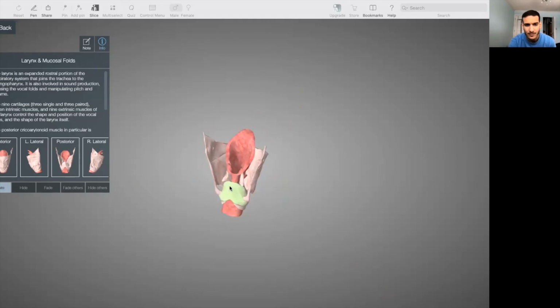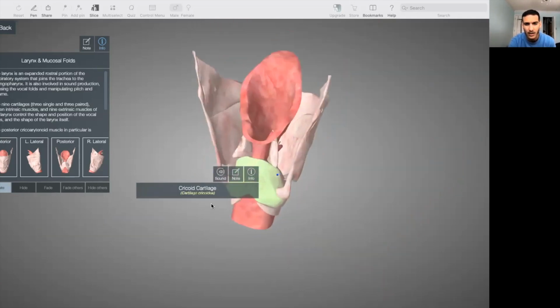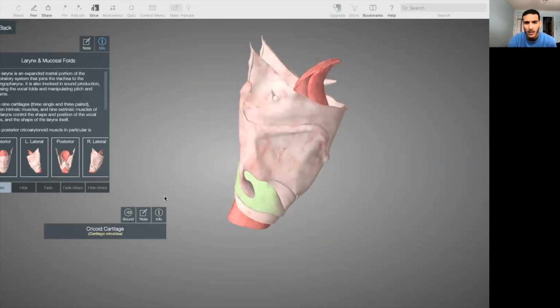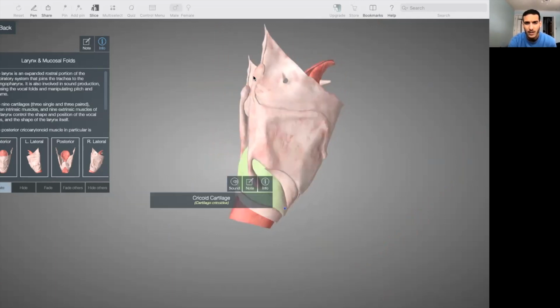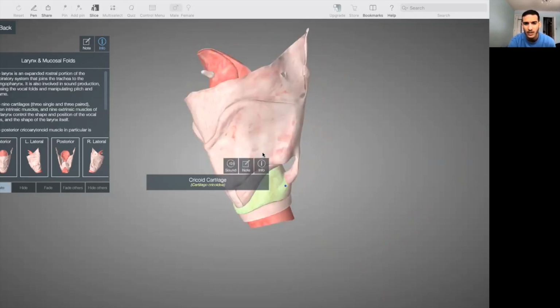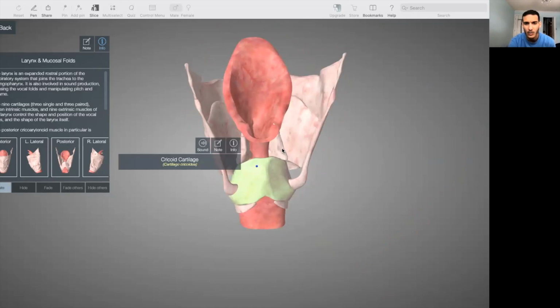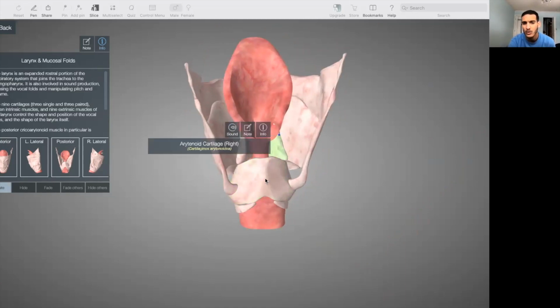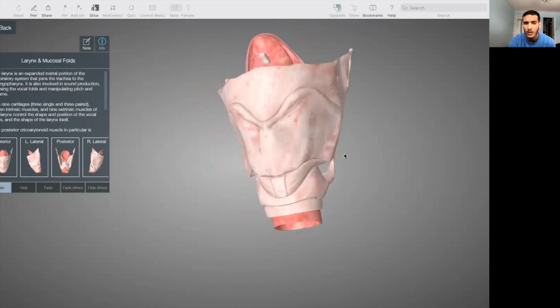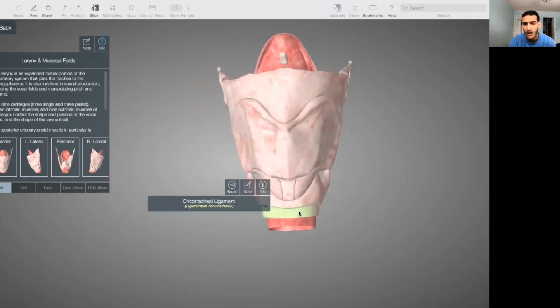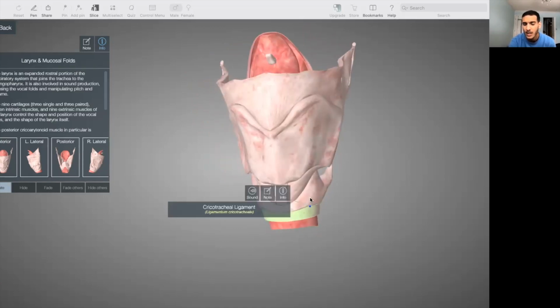The arytenoid cartilages are found to be on the shoulders of the cricoid cartilage right here. If you see all of this right here, that's the superior horns and the inferior horns of the thyroid cartilage. That's the arytenoid cartilage right here, found on the shoulders of the cricoid cartilage. The cricoid cartilage sits on the first ring of the trachea that is not shown here.